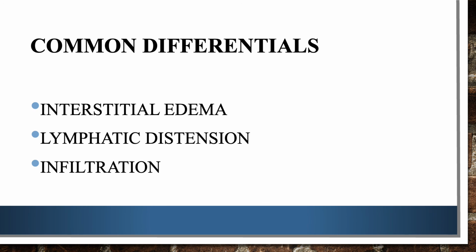Common differentials of septal thickening include interstitial edema, heart failure. They include lymphatic distensions and infiltration. If we divide them further in this category, you may have a symmetrical septal thickening as in pulmonary edema, sometimes also unilaterally more asymmetric in cardiogenic edema with pleural effusions.